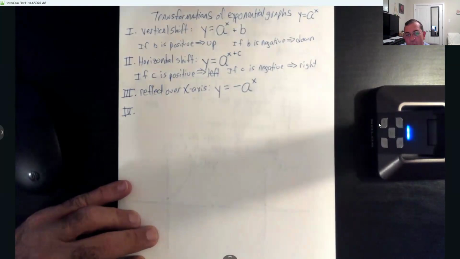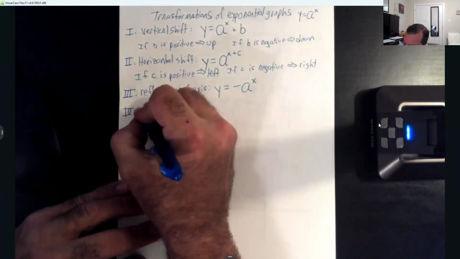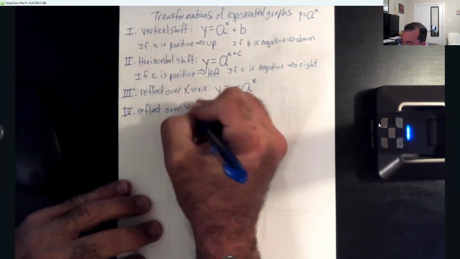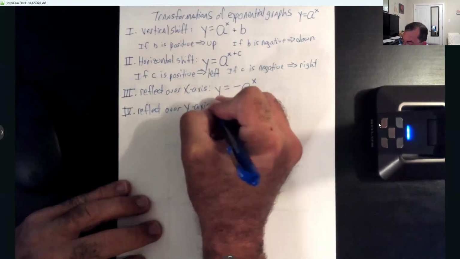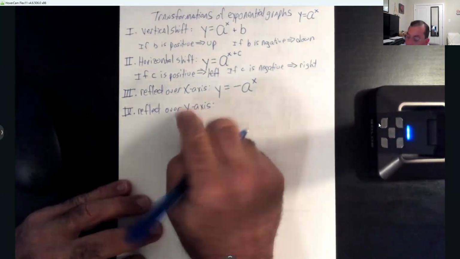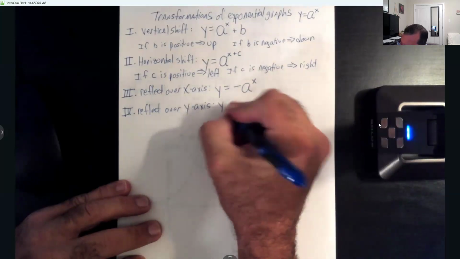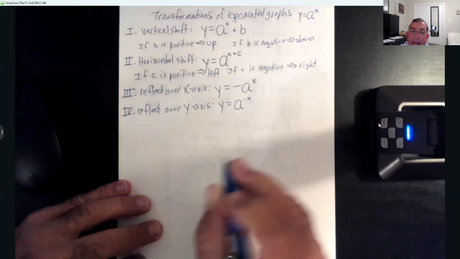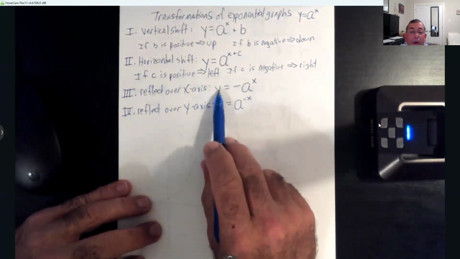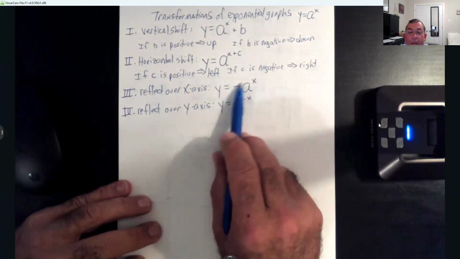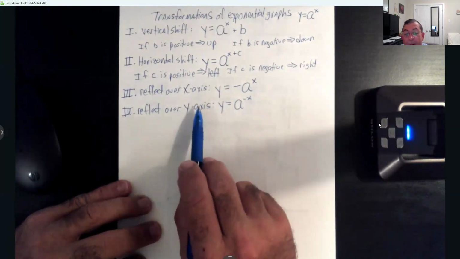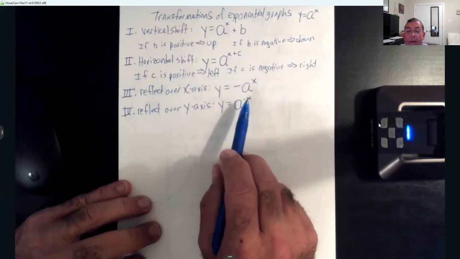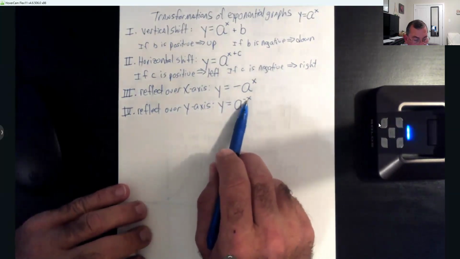But y'all, here's the new one. This is reflect over the y-axis. So to reflect over the y-axis, you'll have y equals a to the negative x. So the x-axis, you put the negative in front of the function. To reflect over the y-axis, you put the negative in front of the exponent.